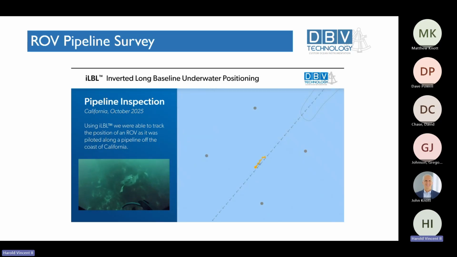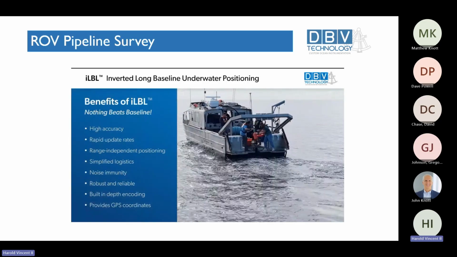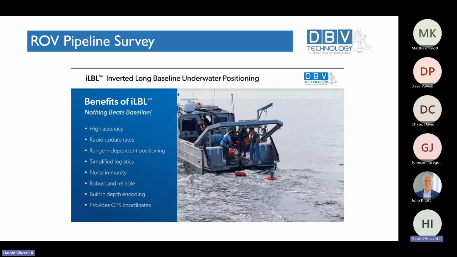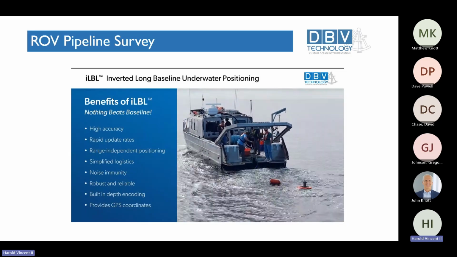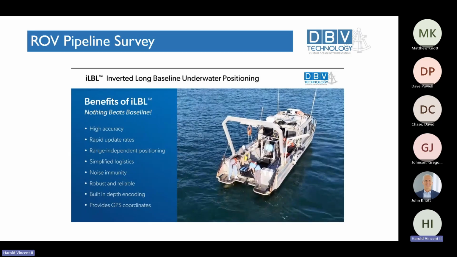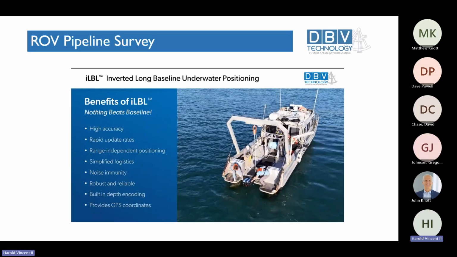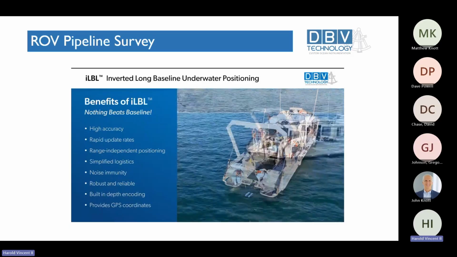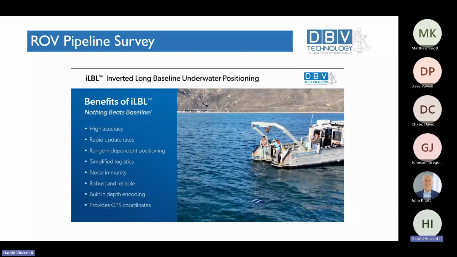And so you can see the camera here from the ROV as it's going along a pipeline, which is shown on the nautical chart on the right-hand side as the dashed line. And the real-time track of the ROV as it goes along is indicated by the yellow dots in the track. And so this is a system that has undergone operational testing out in California over the last year, and it's going to be launched as a new product in 2026.